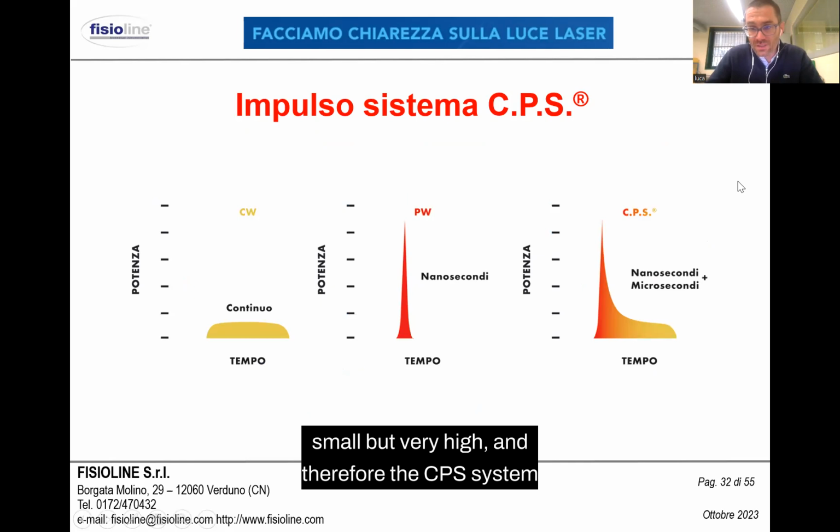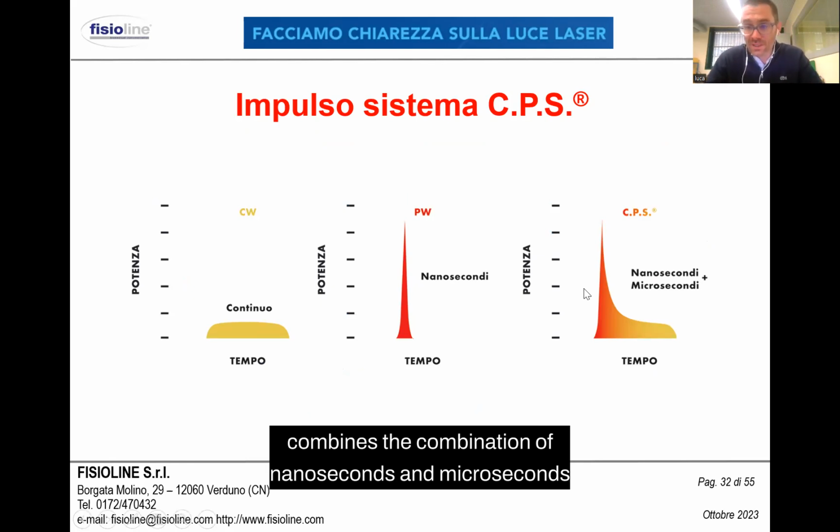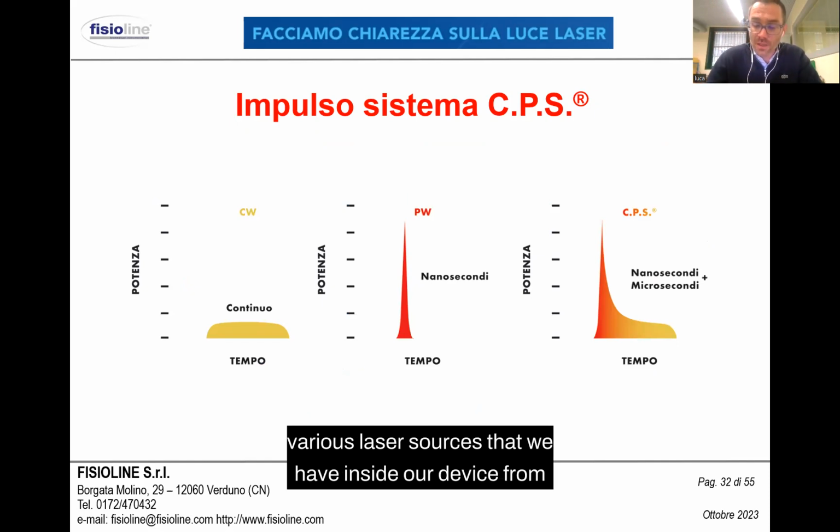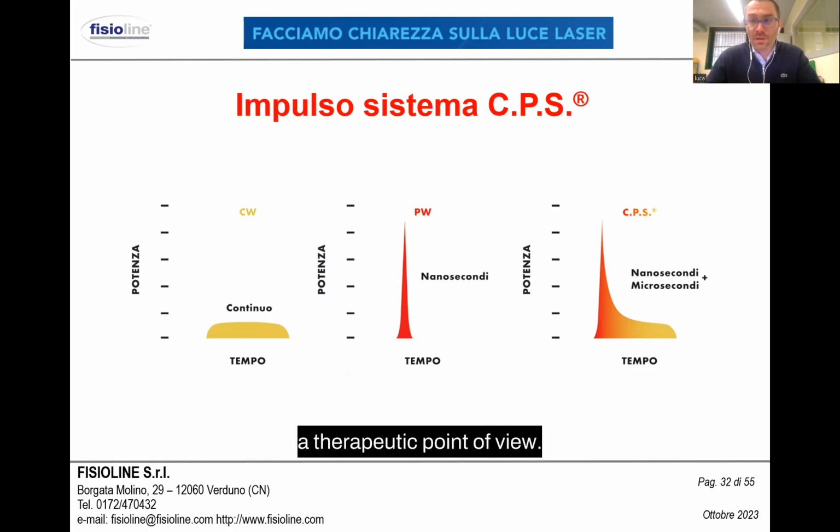Small but very high, and therefore the CPS system combines nanoseconds and microseconds at the same instant to optimize the emission of the various laser sources that we have inside our device from a therapeutic point of view.